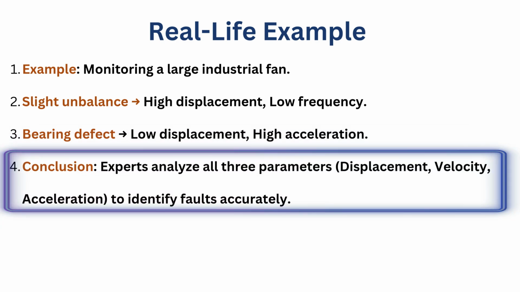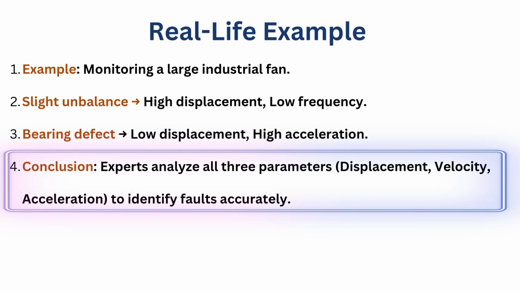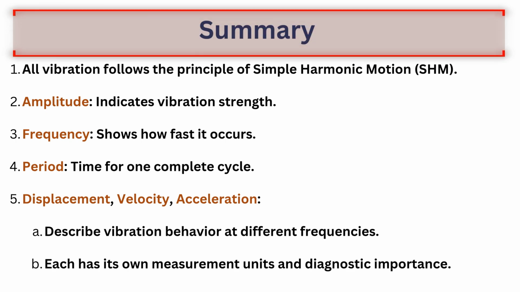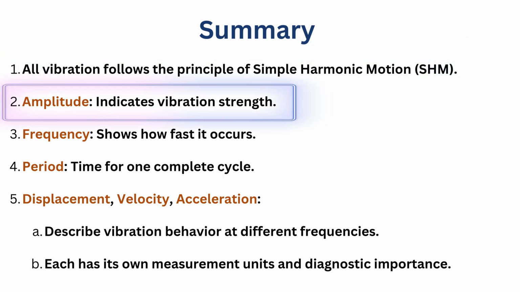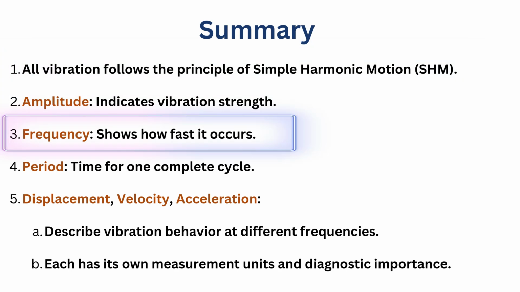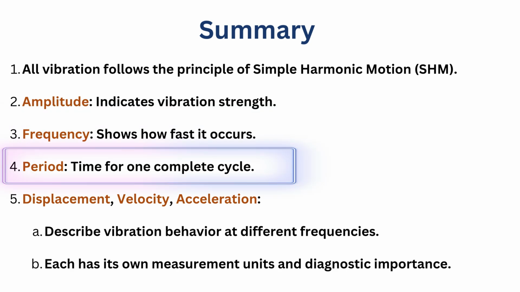So all three parameters are very much important. So let's summarize this video, what we have learned in this video. First we discussed what is SHM, that is simple harmonic motion. We have learned what is amplitude, what is frequency, and what is the period, and what are their relations and why they are important in the vibration world.